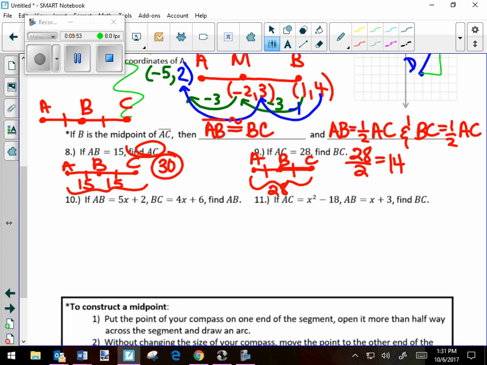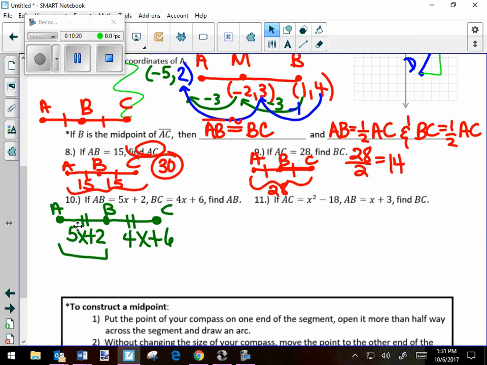Question 10, same idea, except in question 10 they put the algebra in there. We learn a concept, we work with numbers, and then of course we put some algebra in there. So here's my same picture. In this case, 5x plus 2 goes here. BC is 4x plus 6. They're asking me to find this length that's right here. They want to know how big AB is.